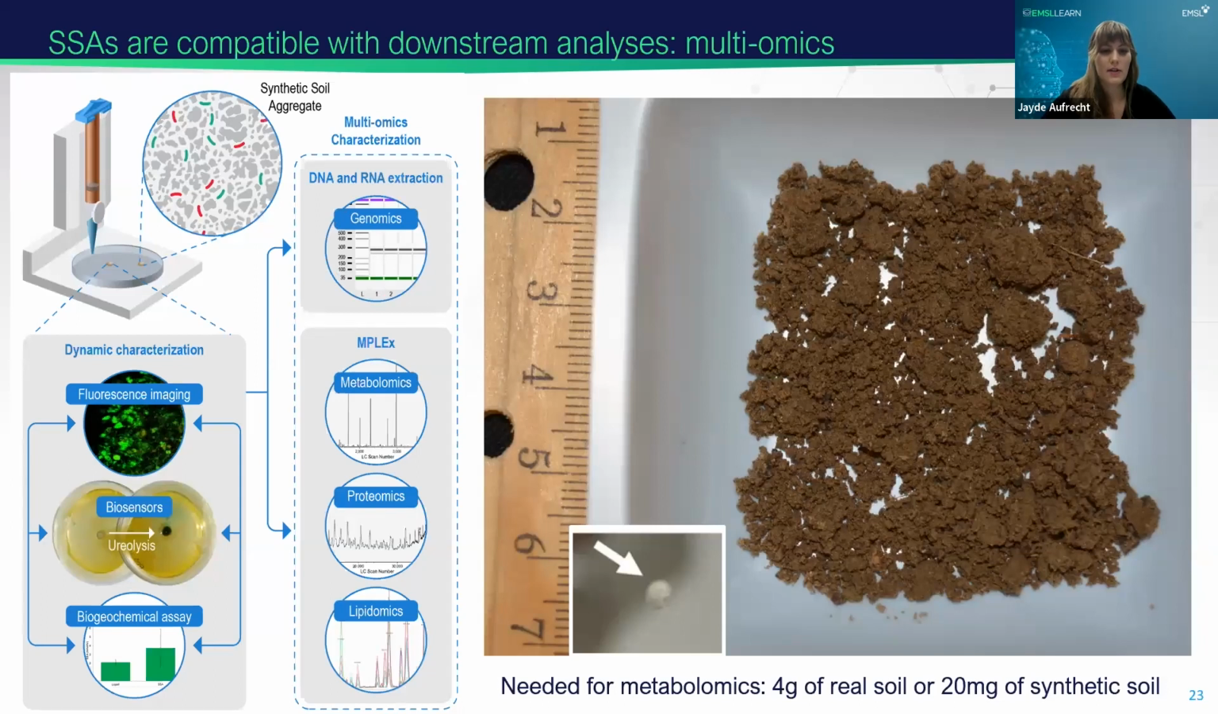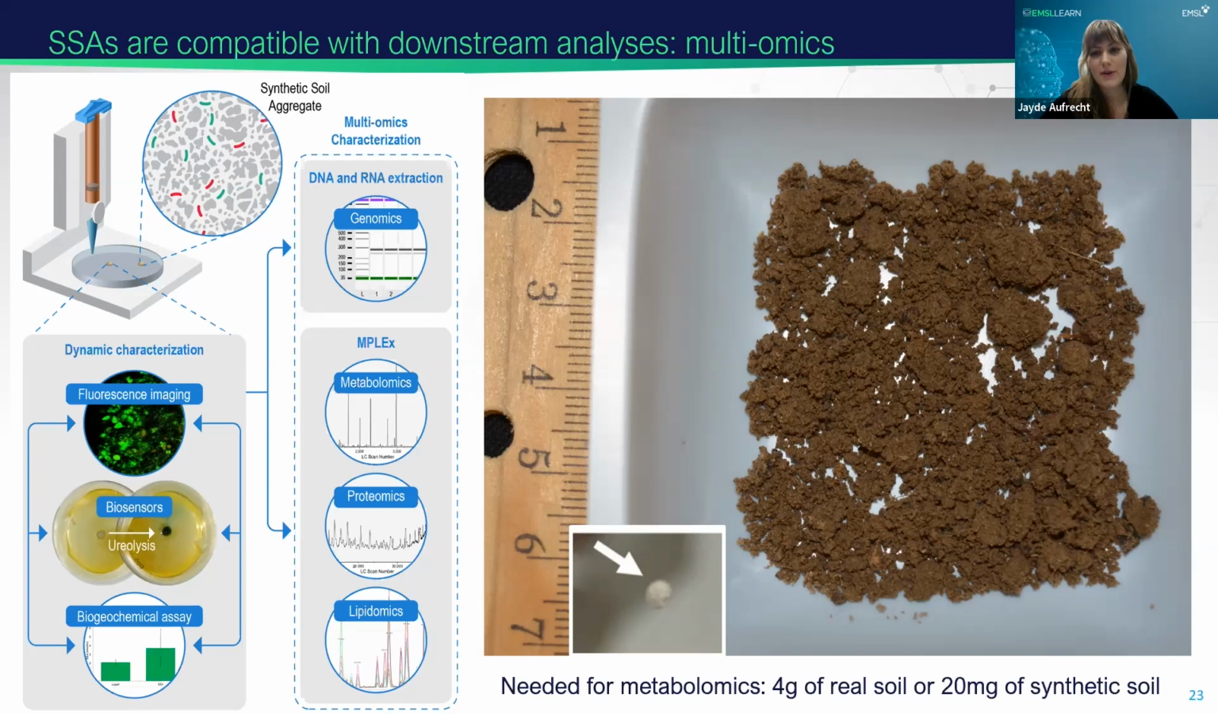The other option is you can send your synthetic aggregates for a workflow called MPLEX here at EMSL, where you can get simultaneous metabolomics, proteomics, and lipidomics data from the same sample. As a comparison, when you are working with real soil, we need at least 4 grams of real soil to run metabolomics on it. That's because we have to do several cleanup steps so that we don't ruin the mass spectrometer when we put the soil in there. Whereas for the synthetic soil aggregates, because they are much less complex, we can do this on a single synthetic aggregate, which is 2 millimeters in diameter.